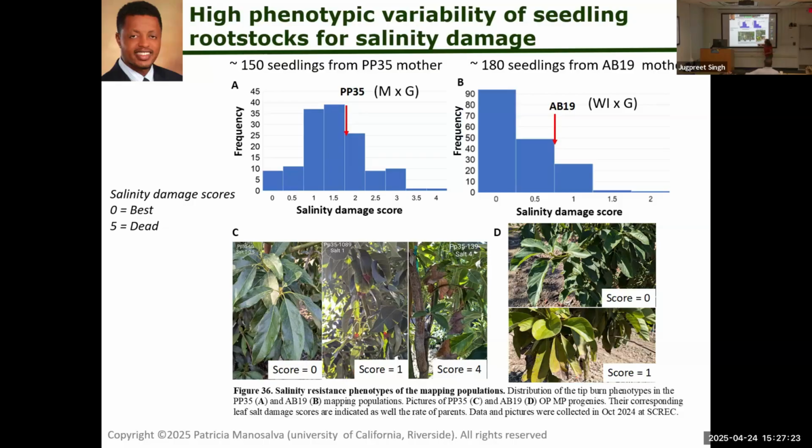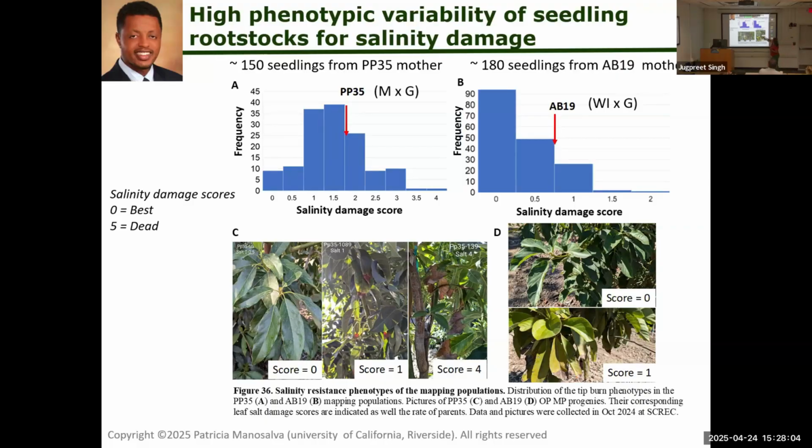And these are some of the pictures. You have pictures of plants that don't have any symptoms of salt damage. You have intermediate, and you have plants that have a lot of symptoms. And they are all seedlings from the same mommy, from the same tree, not even from different trees of PP35 clones. From one single tree, you can see this variability in the seedlings, okay? And this is another example from another West Indian and Guatemalan. And again, you have these different seedlings and these different variations. And what I want to point out here is also what I was telling you, the West Indian giving you more salinity resistance. Look at the scores.